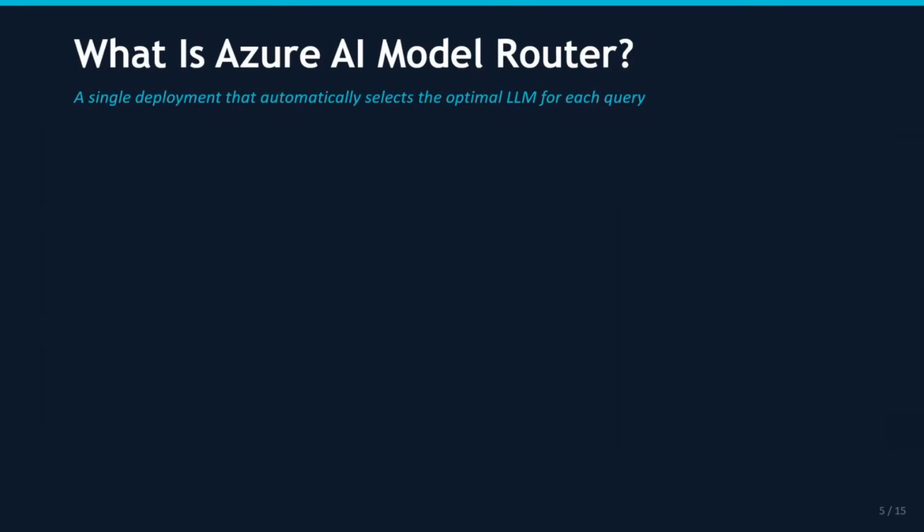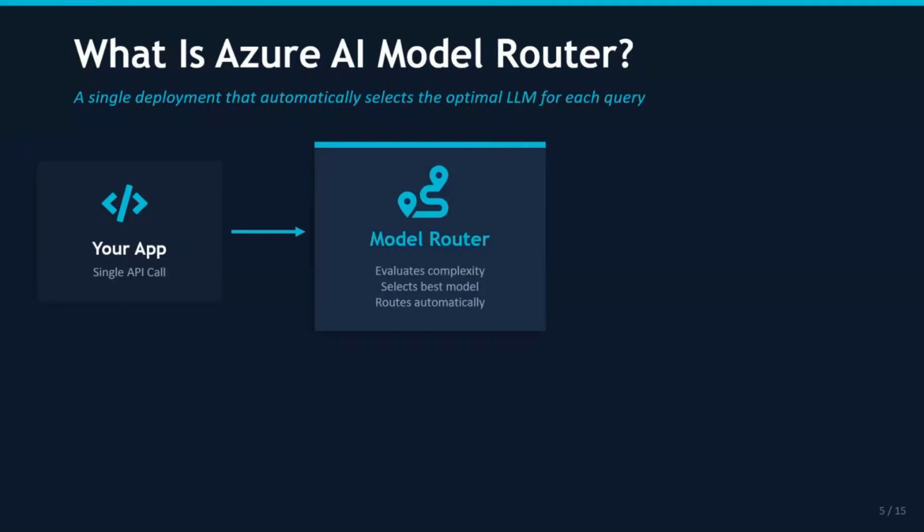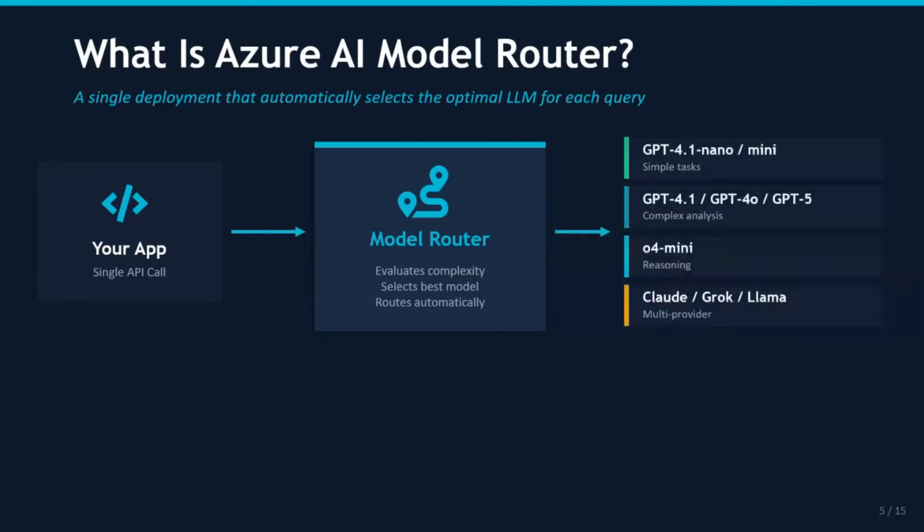So let's look at this flow. Your app makes one API call, the exact same chat completions API you already use. That call goes to your Model Router deployment. The router evaluates the complexity of the prompt and picks the best model from a pool of 18 available models, then returns a response. And here's the key part: in the response, the model field tells you which model was actually selected. So you always know what happened behind the scenes.